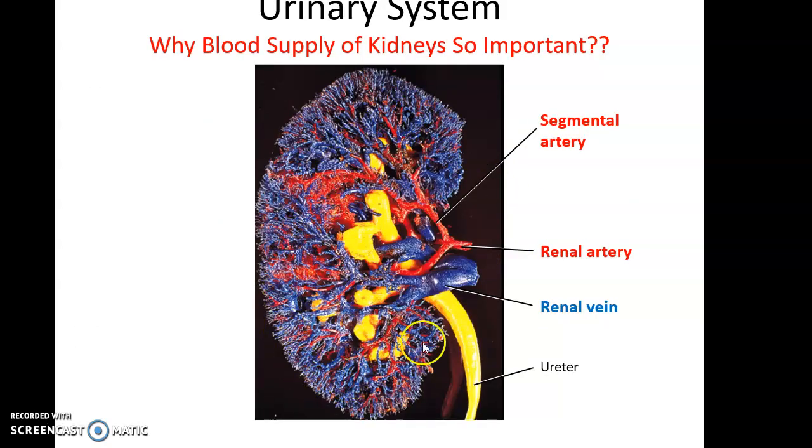So here is a model of the kidney where they filled in all the spaces for the arteries and veins in red and blue, as well as the minor and major calyxes in yellow. Pretty amazing, and you can see here pretty quickly how important blood flow through the kidney is, because again, the kidney is regulating the composition of blood.